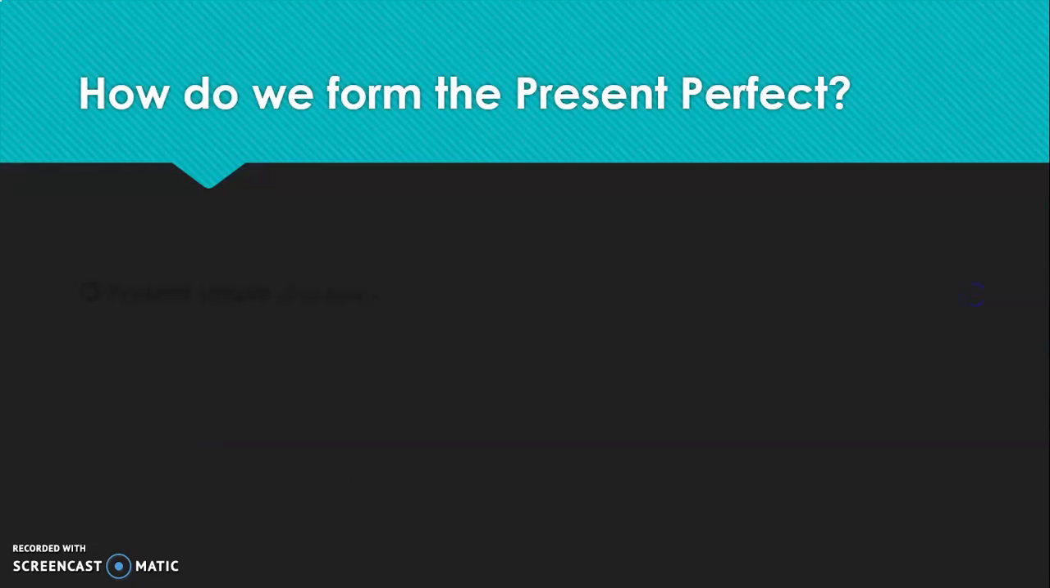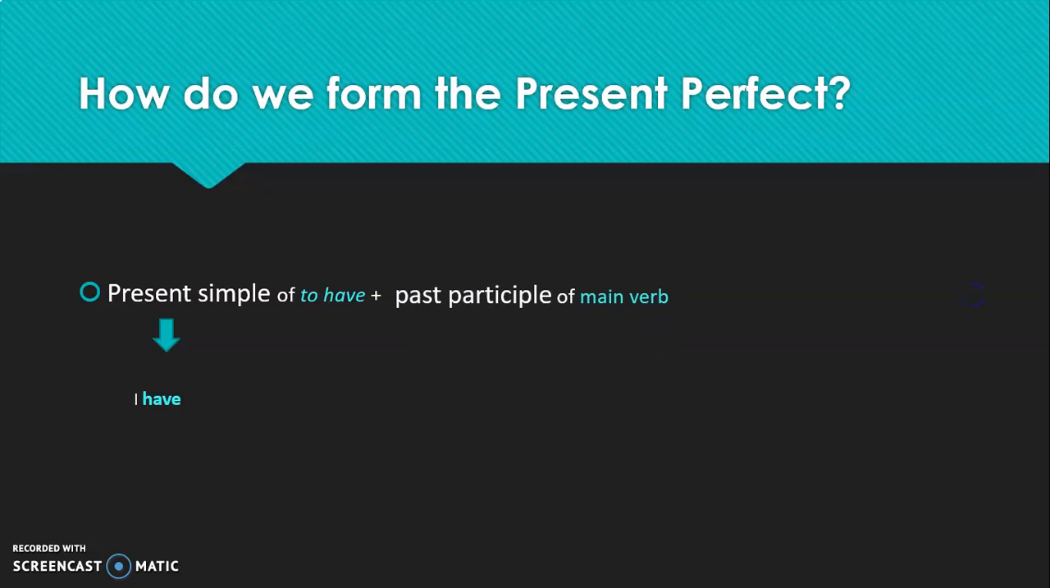So first of all, how do we form the present perfect? We need the present simple of the verb to have, which is our auxiliary. For example, I have, plus the past participle of the main verb. Now, the main verb is the one that actually describes the action that is going on, okay? For example, visited New York recently. And the whole sentence would be, I have visited New York recently.